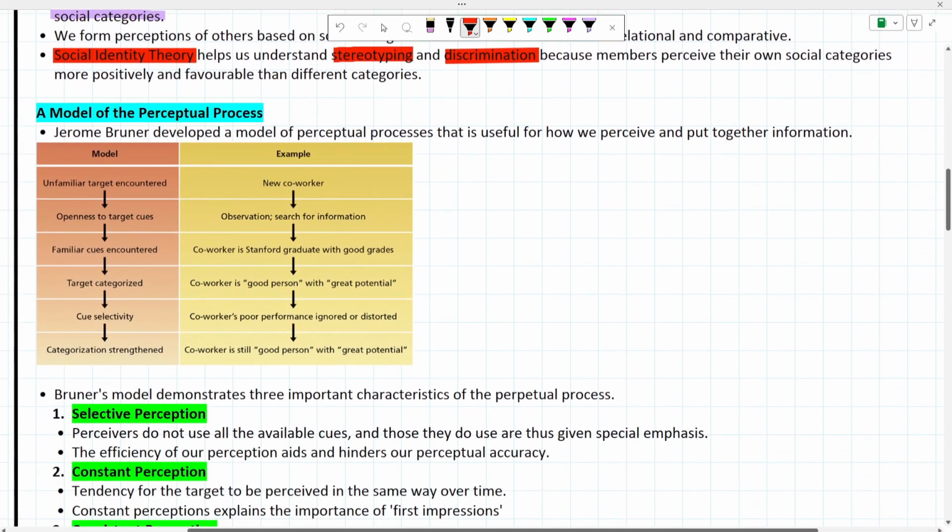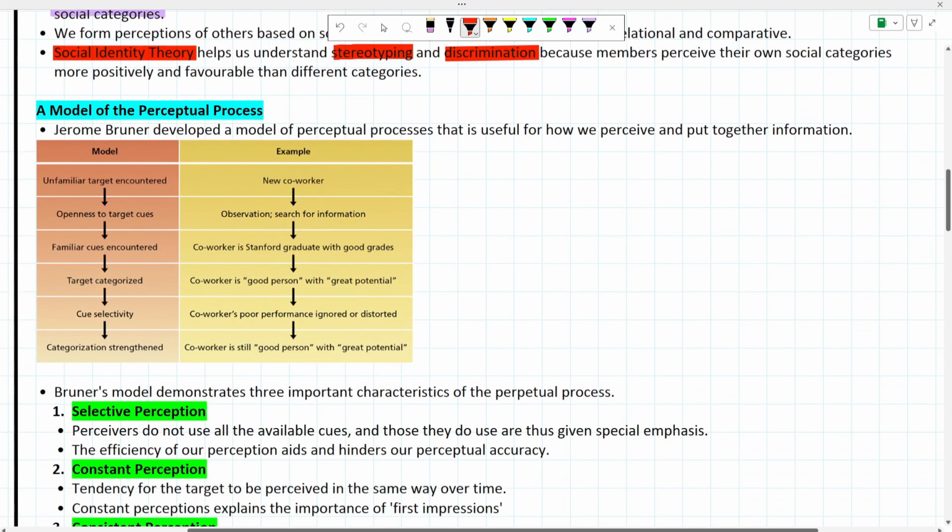So a model of the perceptual process. Jerome Bruner developed a model of perceptual processes that is useful for how we perceive and put together information. So you can see here the model, it's unfamiliar target encountered, then it's openness to the target cues, familiar cues encountered, you have a target categorized, cue selectivity, and then categorization strengthened.